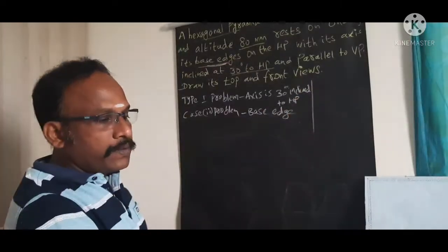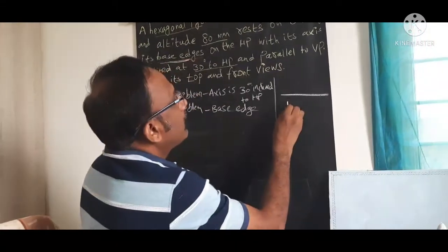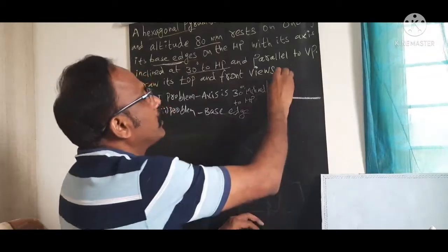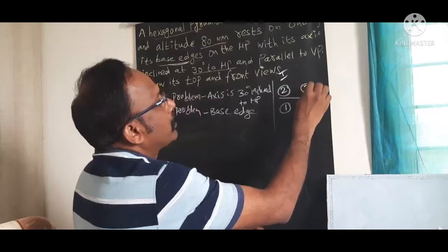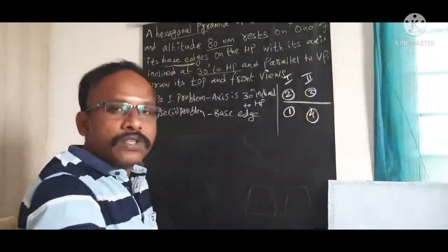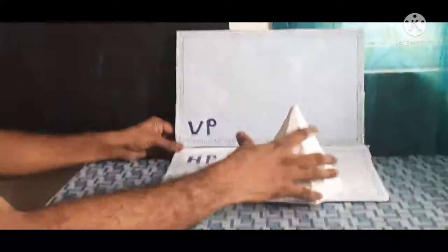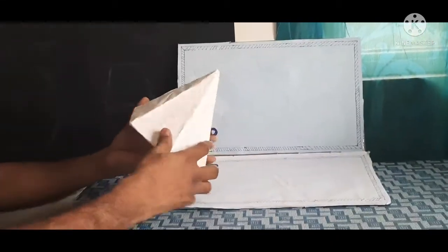Now what are the steps here? We first start with the top view, then the corresponding front view. This is stage number 1. Coming to stage number 2, you need to draw step 3 and step 4. These are the steps for solving this problem. Now I am going to demonstrate how we are going to solve this problem with this hexagonal pyramid.